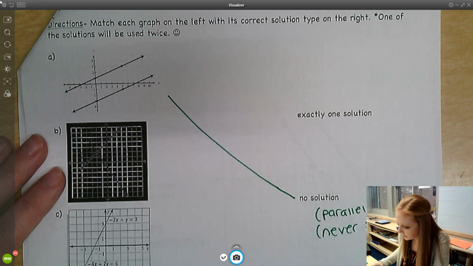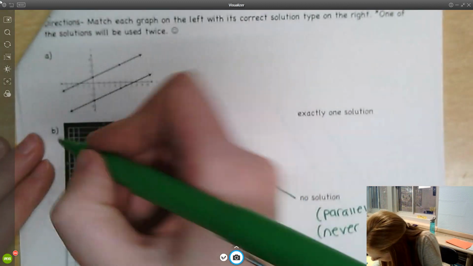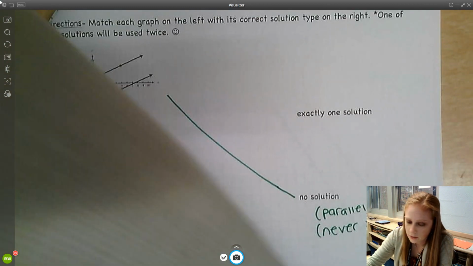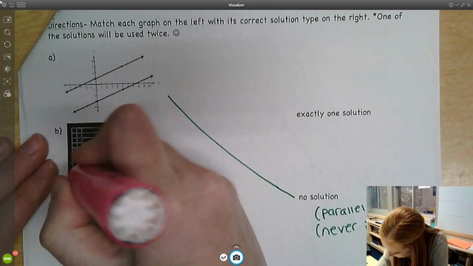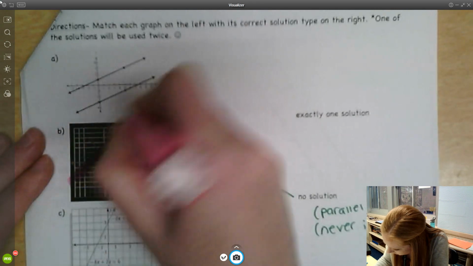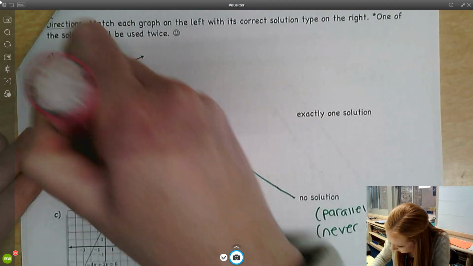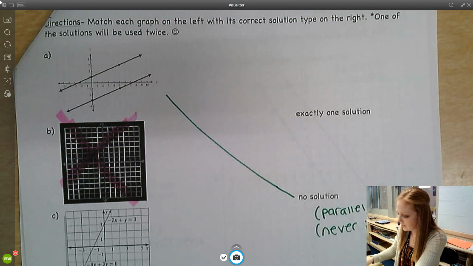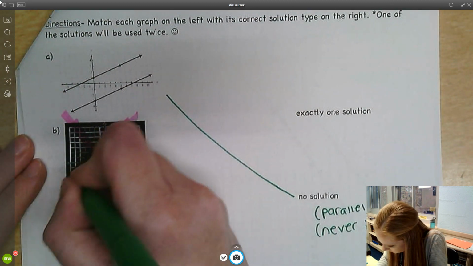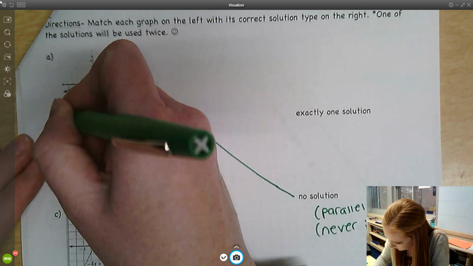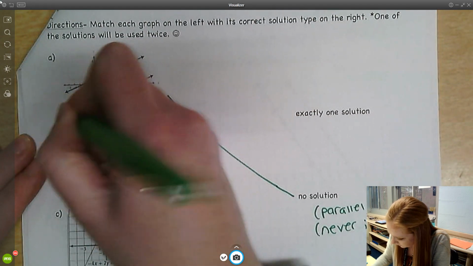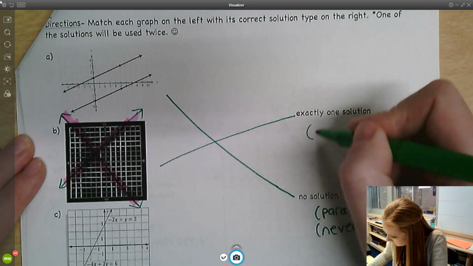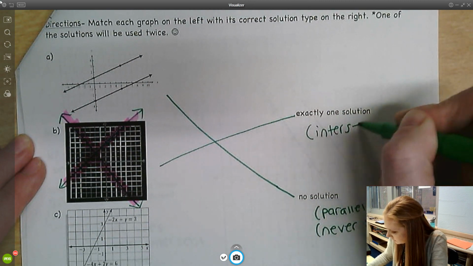All right, this one here is very tough to see the way it printed out. I am sorry, but let's see if I can go over it in highlighter maybe. We have this line, and then we have this line. Those are intersecting exactly once. Here, I'll go over it again. So they're crossing once. That's going to be exactly one solution. They are intersecting lines.